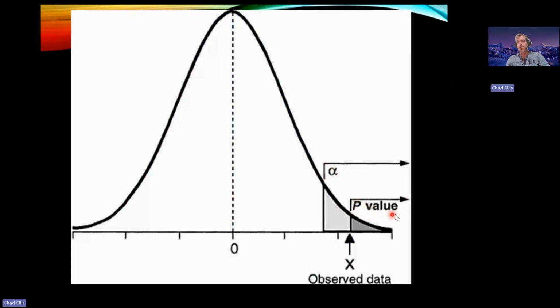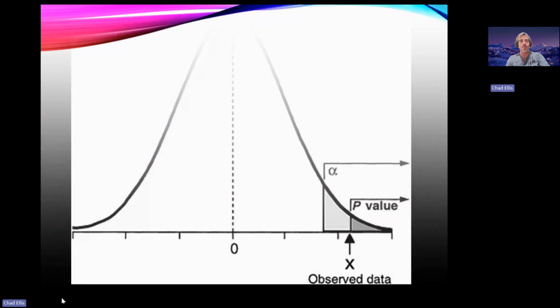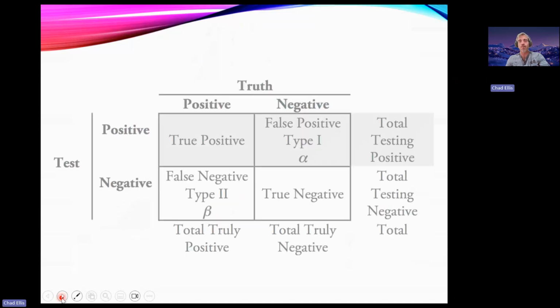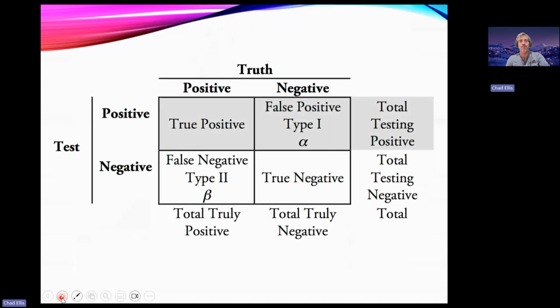So where we have a circumstance where our p-value is less than our alpha value, we're going to decide to reject the null hypothesis. On the other hand, if our p-value is greater than our alpha value, we're going to fail to reject the null hypothesis. So this is how we can use our p-value to compare it to the alpha value to determine whether we're going to reject or not reject the null hypothesis.